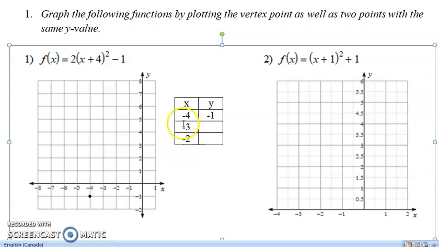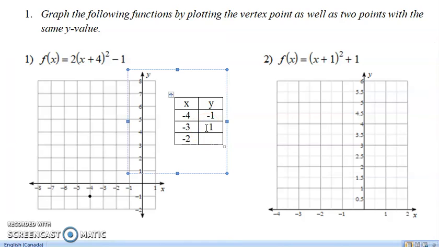And I will typically pick 2 points on the same side. In this case, I picked -3 and -2 that are both to the right of my h value. And I'll explain why in a minute. When I plug in -3, it means plugging in an x value of -3, and I'll solve for the y value that corresponds to it. When I plug in x is -3, I'll get -3 plus 4, it's 1. 1 squared is 1. Times 2 is 2, minus 1 is 1.